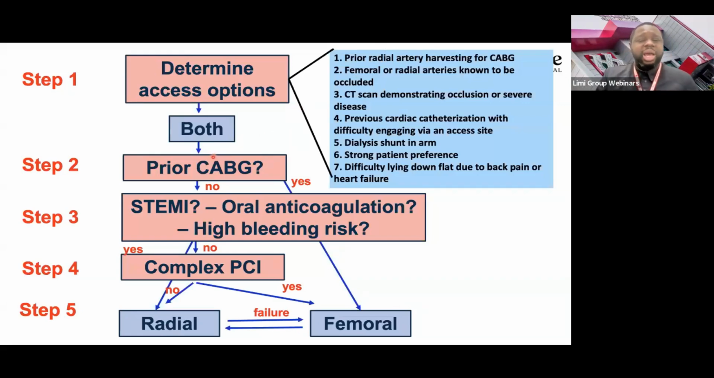Now, if they have a STEMI, you want to consider more radial. If you think they are on oral anticoagulation or they are a high bleeding risk, you want to do more radial. But if you think you are going to end up with a complex PCI that may need a bigger sheath, that may need multiple balloons and stents, you want to definitely be in the radial because it's a bigger vessel. You can pass more equipment in and you can really get in there. And if you don't have time, femoral sometimes can be a lot faster to get you straight in. So those are some things you should consider.